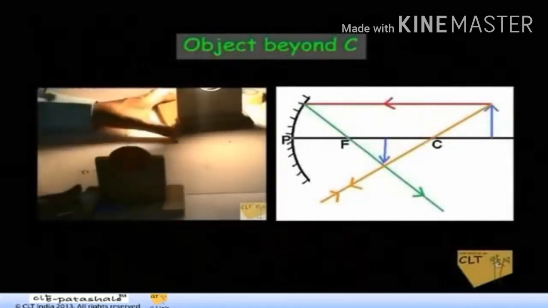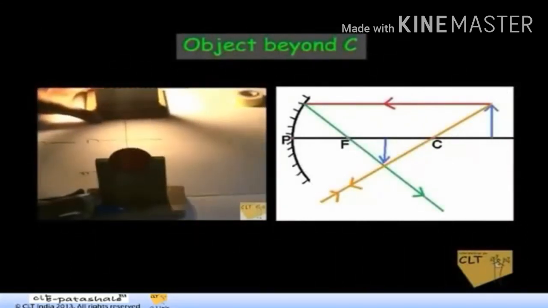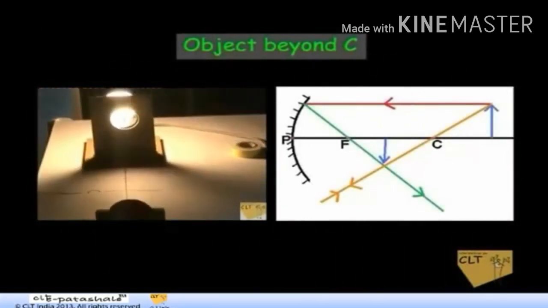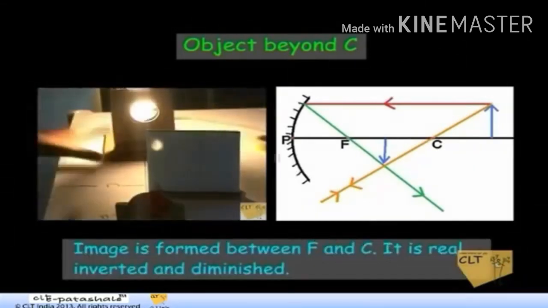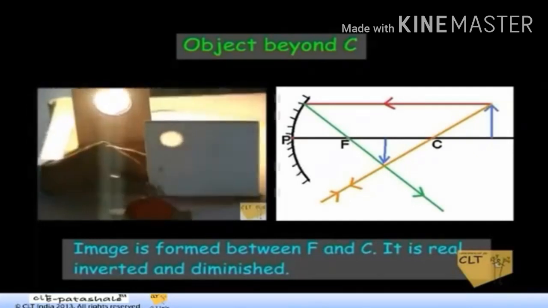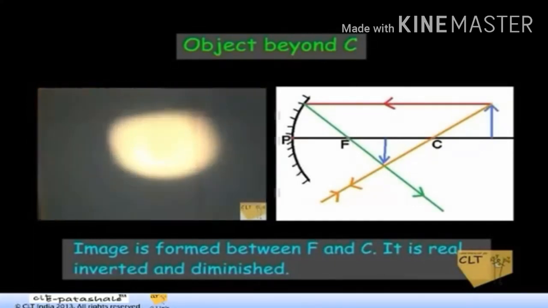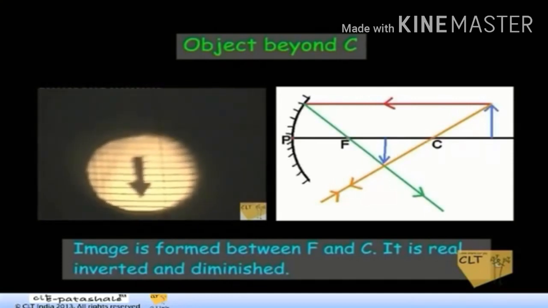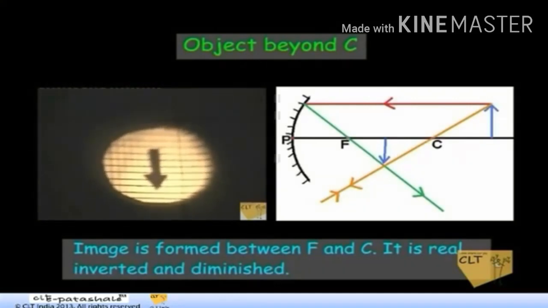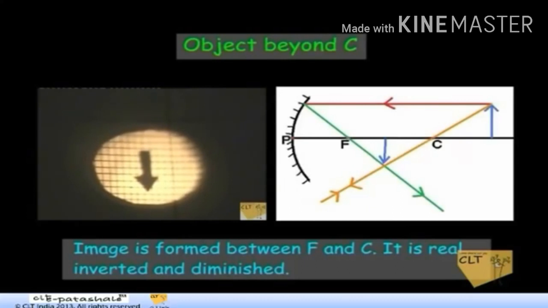Case 1. Object beyond C. Let us see where the image is formed. The image is formed between F and C. It is a real image. The image is smaller than the object and is inverted.